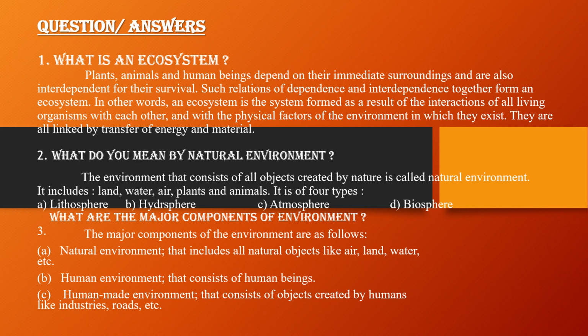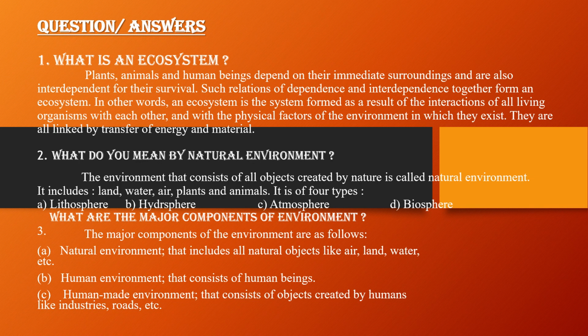And this natural environment is composed of four domains. What are they? Lithosphere, that is land only. Hydrosphere, that is water. Atmosphere, that is air. And biosphere, that is plants and animals. We have understood these four domains in detail in the previous class, that is yesterday.